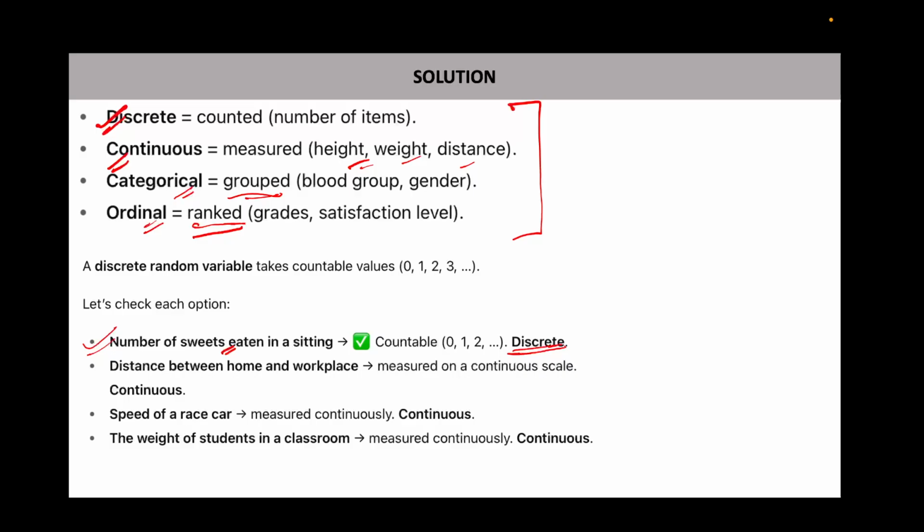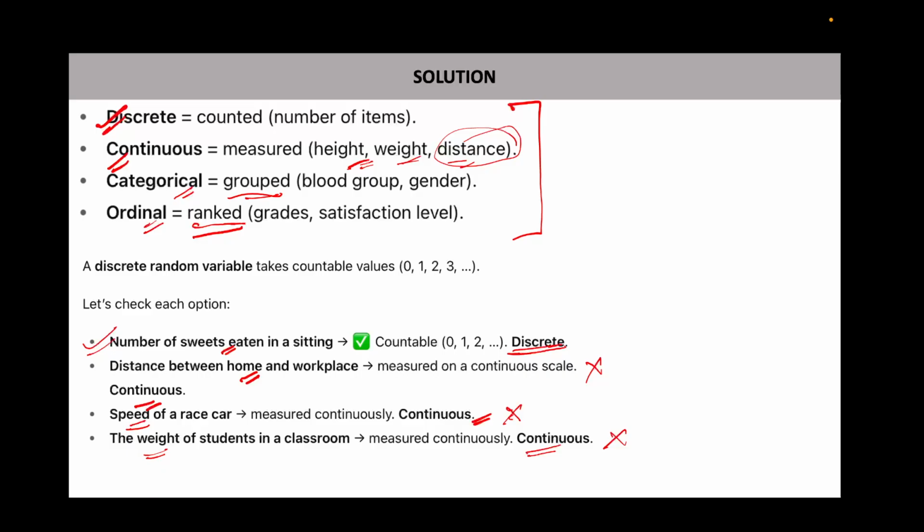Okay, then the second is distance between home and workplace. So we already learned here that distance is a continuous variable. The question was which of the variables are discrete? So your second option is wrong. Then it is the speed of a racing car. So again, speed is also measured as a continuous variable. So your third option is also wrong. Then comes the weight of the student. So again, height, weight, and distance, all three are continuous variables. So your fourth option is also wrong.